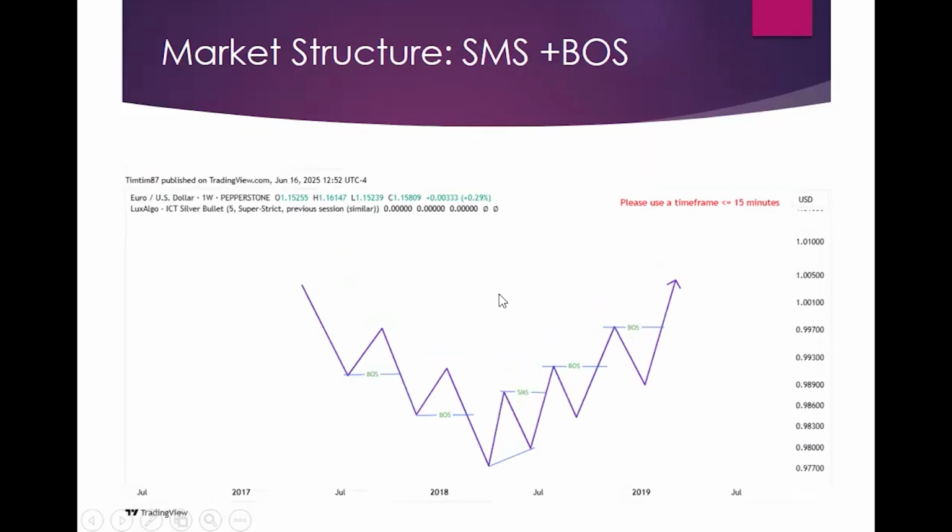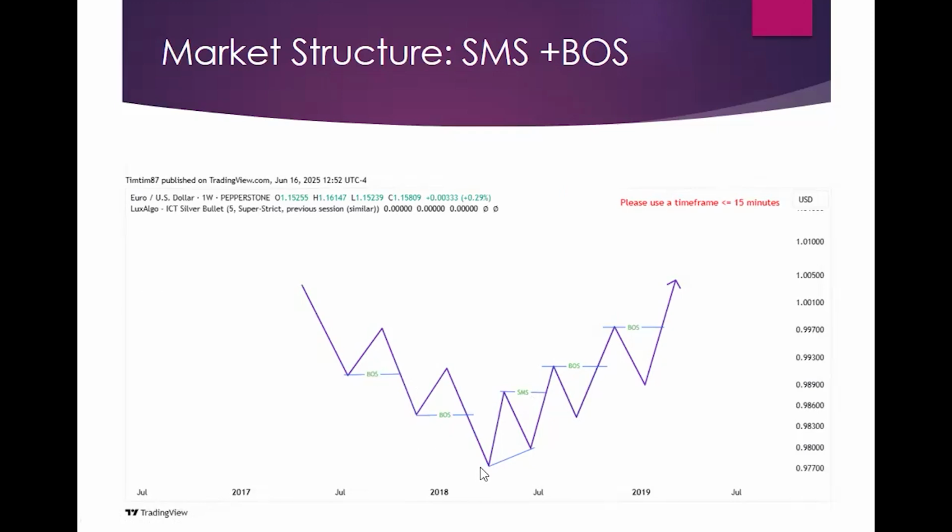Okay, so we also have another example of a shift in market structure. The difference between a shift in market structure and a change in character is that for a change in character, we want to see price push below this particular low, and then once it does that, it pushes up above a high. But in this case, the market trades within this internal range. Okay, so this is the internal range.